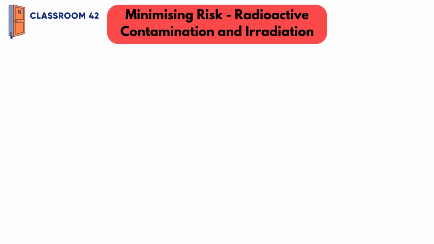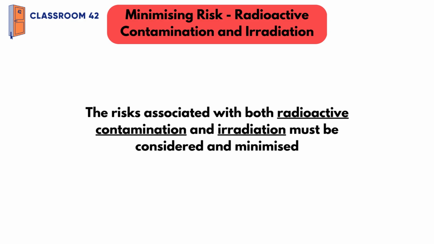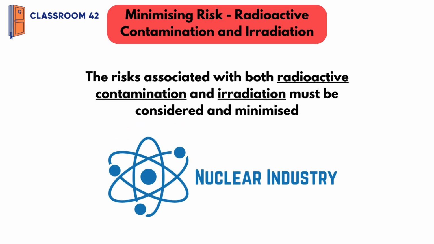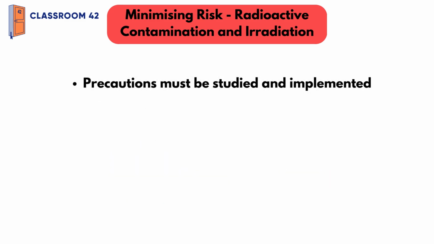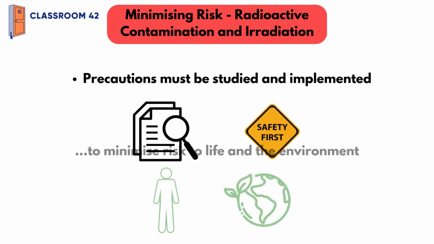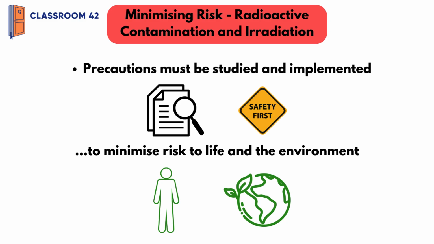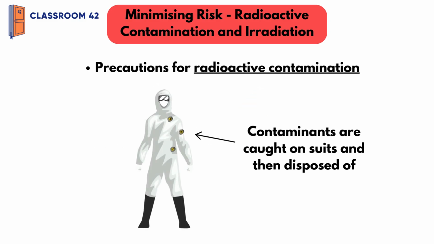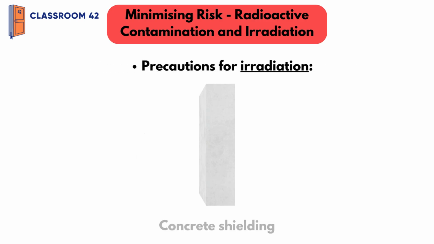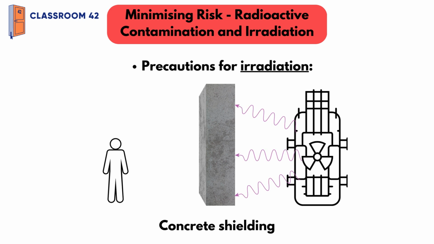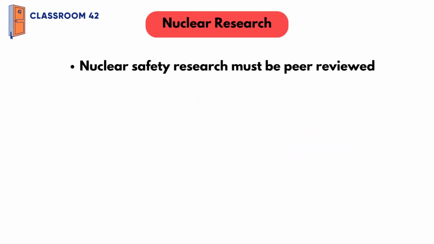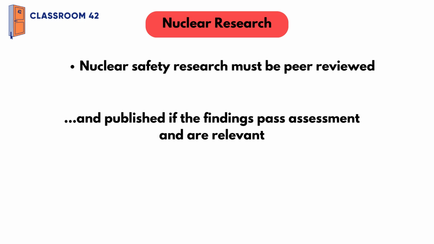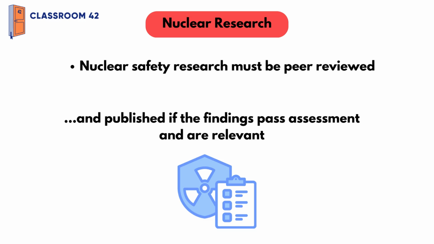It is crucial that the risks associated with radioactive contamination and irradiation are considered in situations where it is relevant, such as the nuclear industry. Suitable precautions must be studied and used to minimize the risk to life and the environment. For example, disposable suits may be worn to prevent radioactive contamination, and concrete shielding can be used in nuclear power plants to minimize irradiation to workers. Nuclear safety research must be peer-reviewed and published if it is found to be relevant, in order to continuously improve radiation safety.